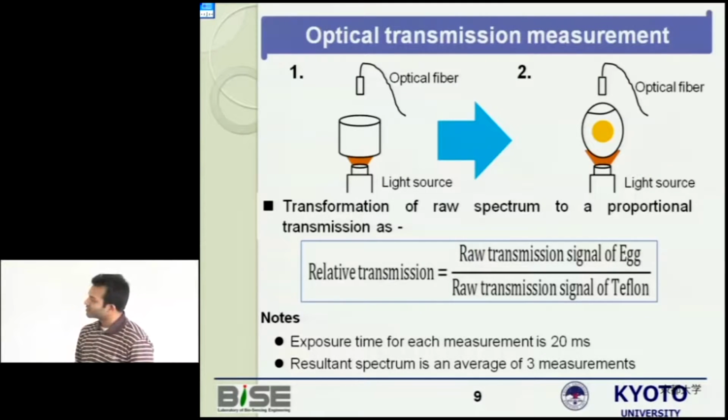During this experiment, the exposure time for each measurement is 20 milliseconds, and the resultant spectrum is an average of 3 consecutive measurements.